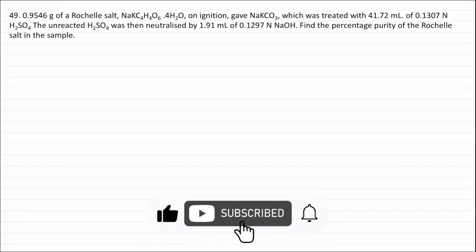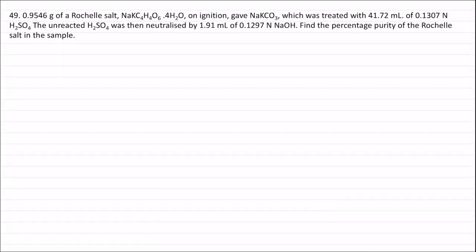Question 49. 0.9546 gram of Rochelle salt on ignition gave sodium potassium carbonate, which was treated with 41.72 milliliter of 0.1307 N H2SO4. The unreacted H2SO4 was then neutralized by 1.91 milliliter of 0.1297 N NaOH. Find the percentage purity of the Rochelle salt in the sample.